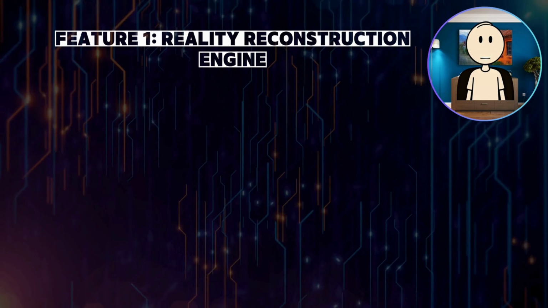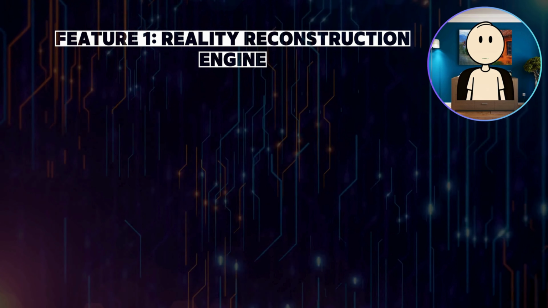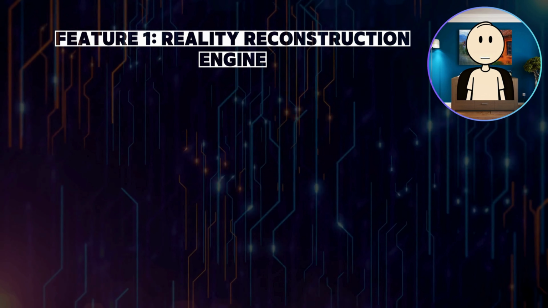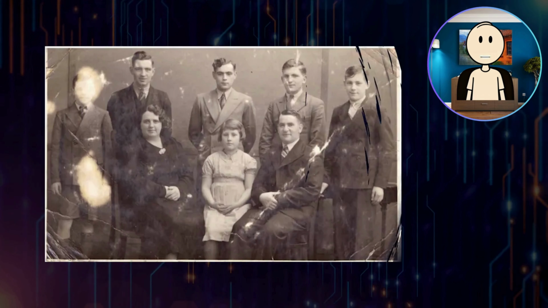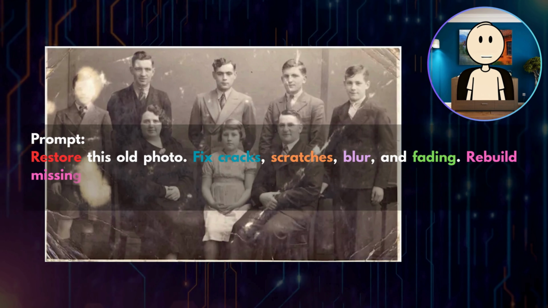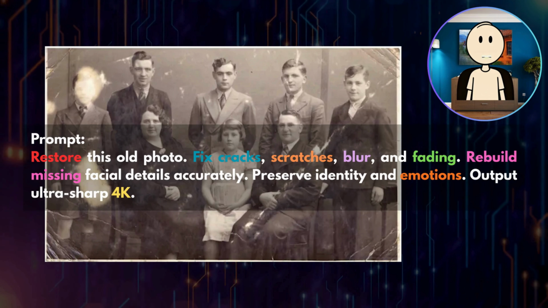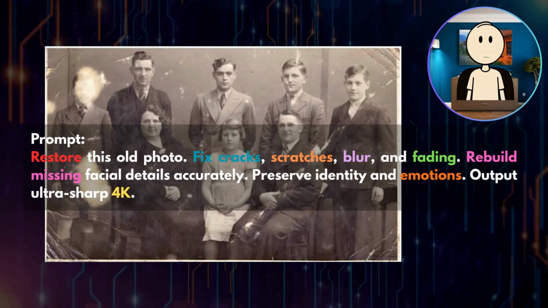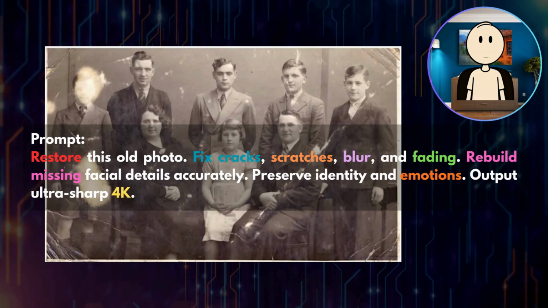Feature 1. Reality Reconstruction Engine. This first feature shocked me the most, because Nano Banana Pro doesn't fix photos. It recreates reality. Let me show you something unbelievable. Prompt. Restore this old photo. Fix cracks, scratches, blur, and fading. Rebuild missing facial details accurately. Preserve identity and emotions. Output ultra-sharp 4K.